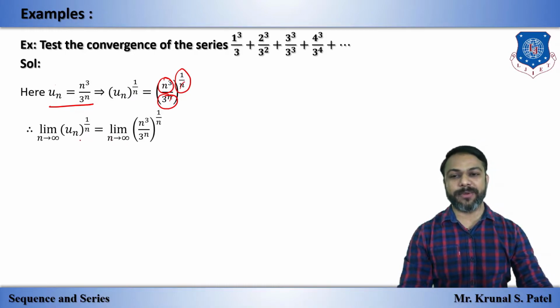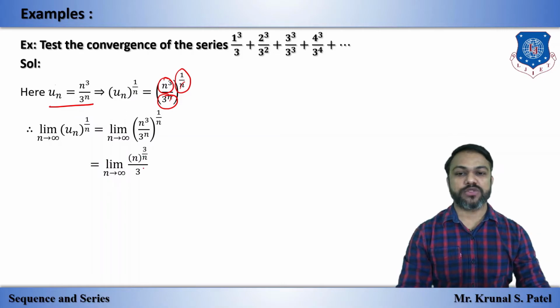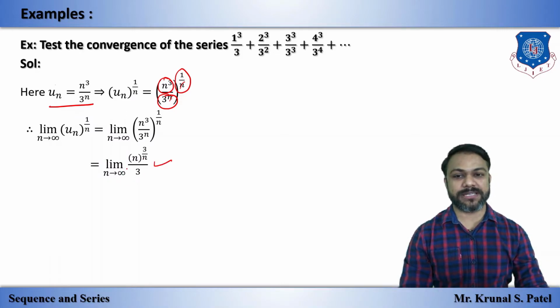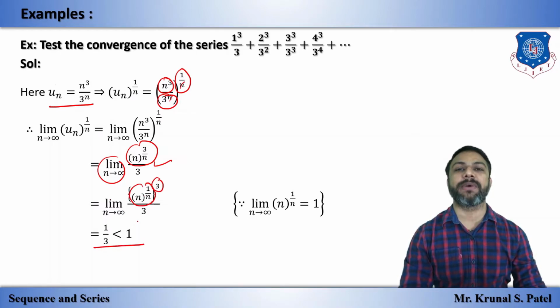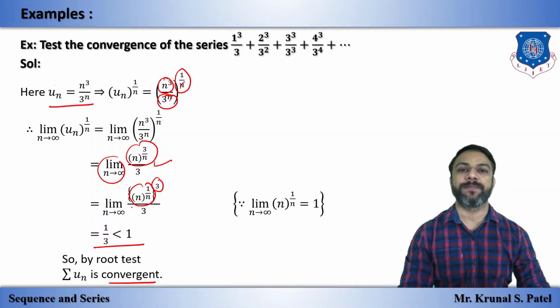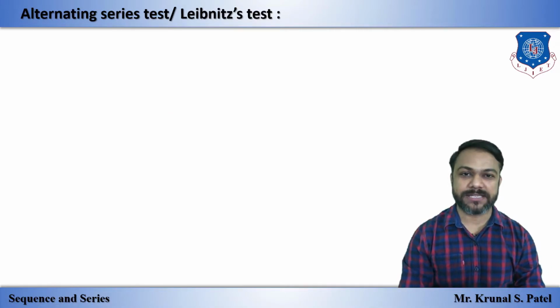So by applying the limit on both sides, and 1 by n goes to the numerator and denominator, we have this term. By simplifying, as we have just seen, if the limit is applied on this term, it gives 1. So we have the answer 1 raised to 3, that means 1 by 3, which is less than 1. By root test, the given series is convergent. Simple. Okay, so these are the examples based on the root test.